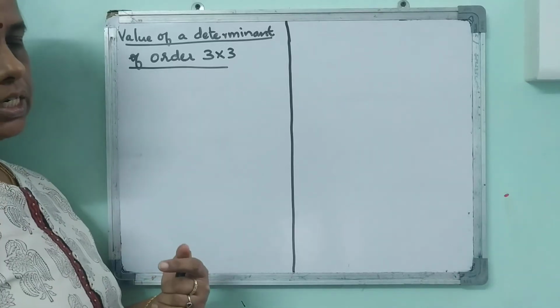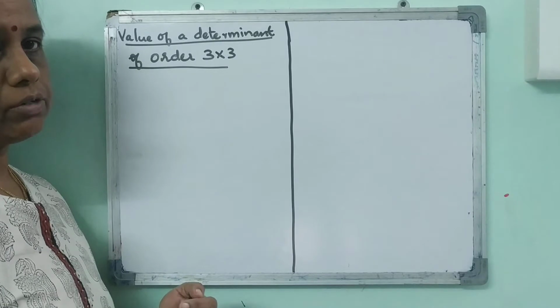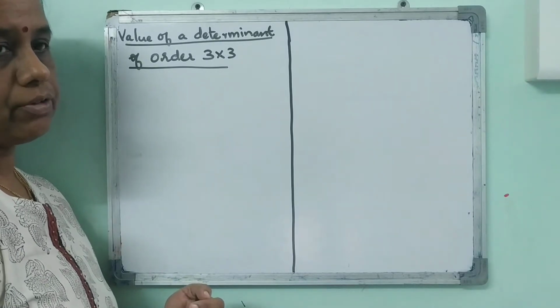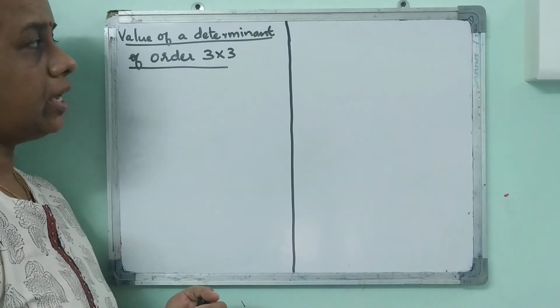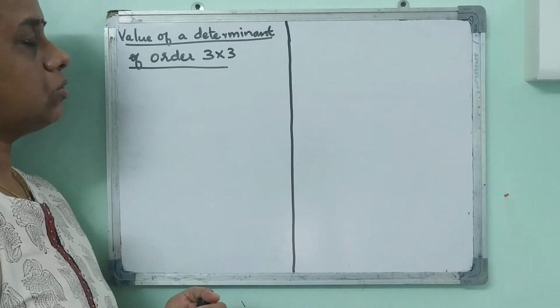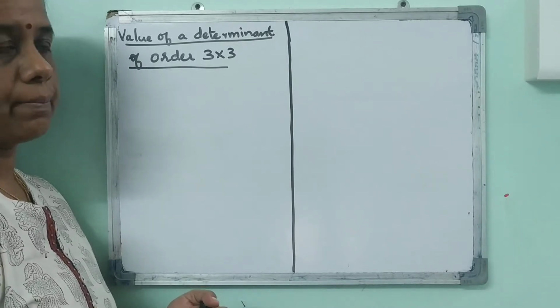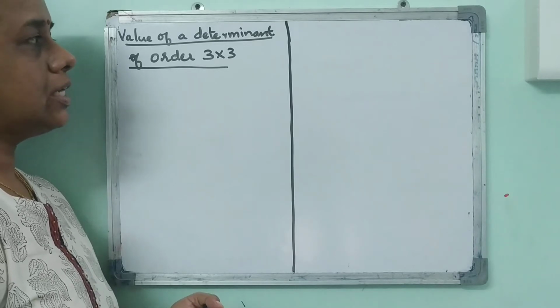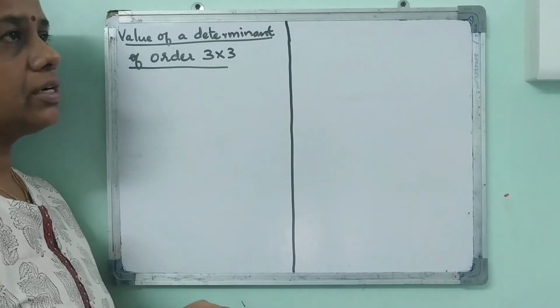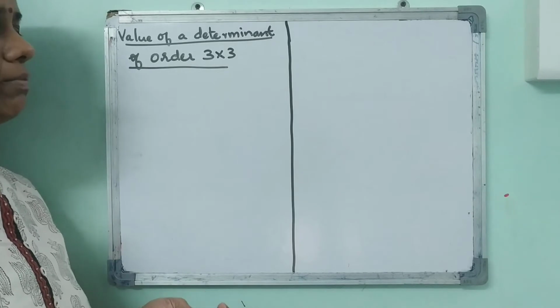So we have learned how to find the value of a determinant of order 1 and of order 2. Now we proceed with how to evaluate a determinant of order 3, or 3 by 3. For that, let us consider a general matrix of order 3 by 3.